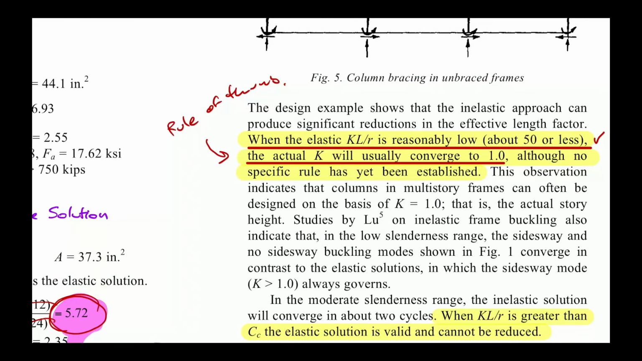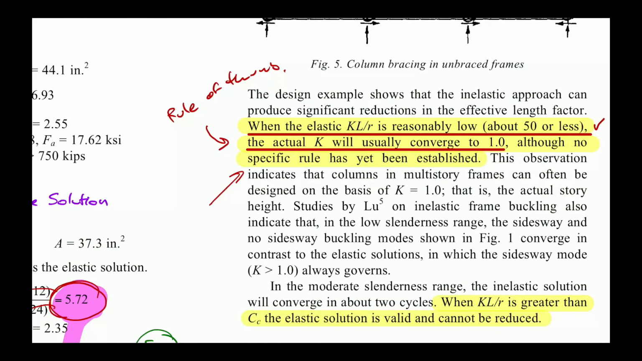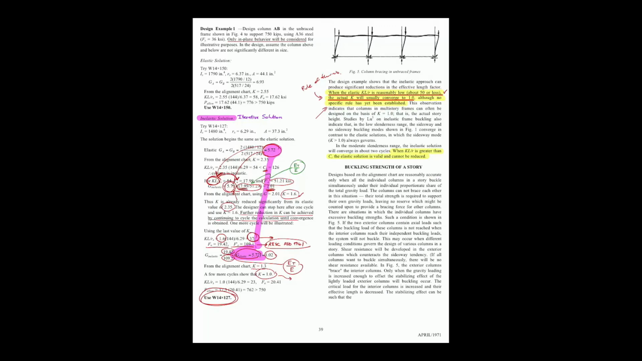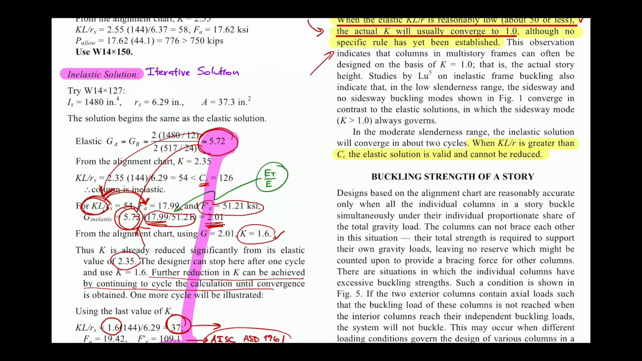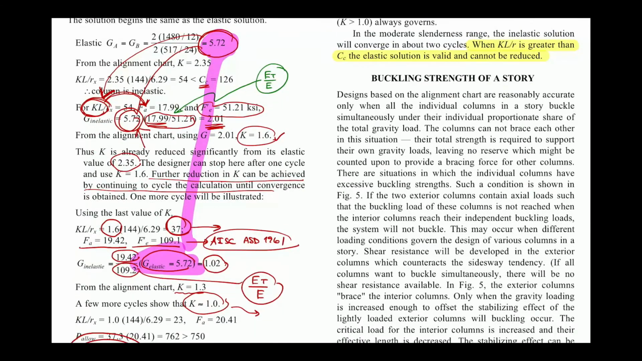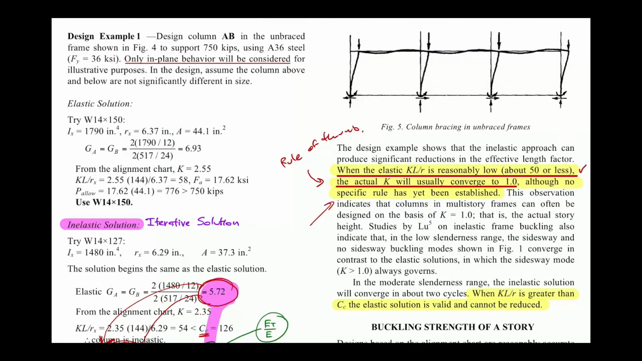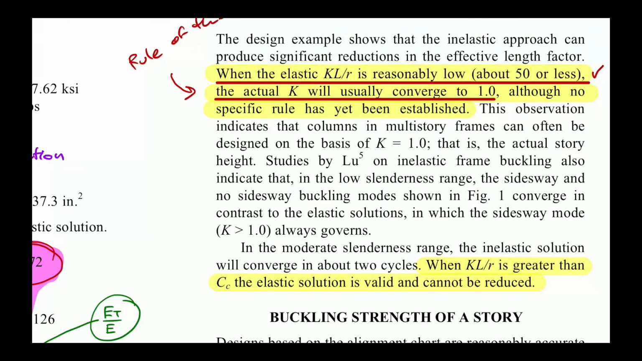Yeah, Uras is always tricky, so he put something like this there, but you can at least run these iterative solutions and figure out, if the 50 or less is not met for your case, what K you will end up with. But you will save a lot of money by doing this. This observation indicates that columns in multi-story frames can often be designed on the basis of K equal to 1.0.